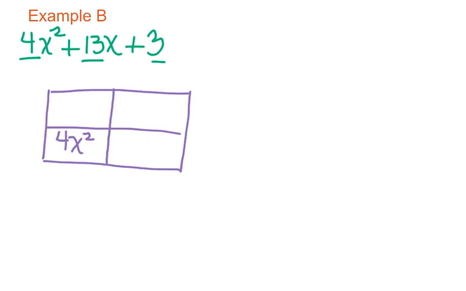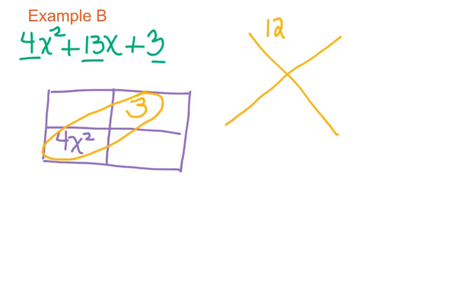And now I'm going to place my last term in the upper right-hand corner. And I'm now going to multiply these two values together. And when I do that, I'm going to get my top diamond value of 12x squared. So now I have to come up with my two factors right there. And what do they need to sum to? Well, I'm going to notice they need to sum to 13x.